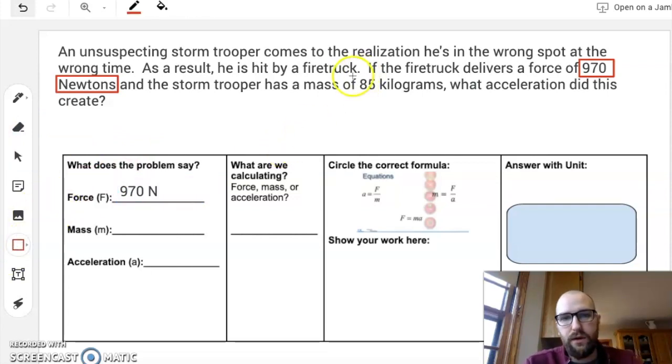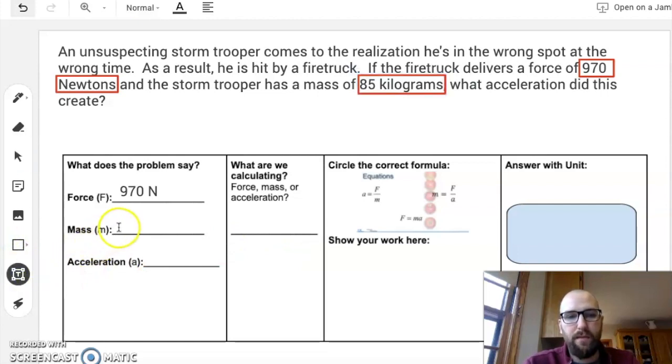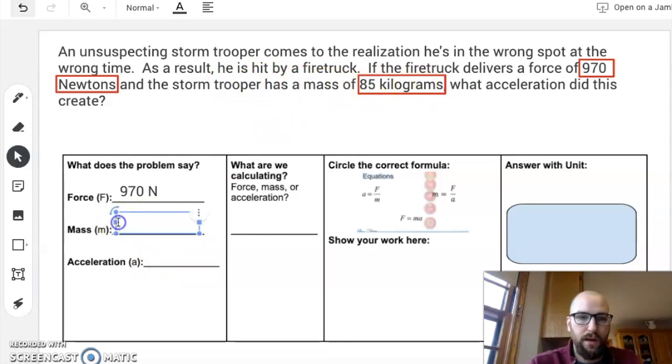Next thing we're going to do is put a box around the next piece of important information, 85 kilograms. Is 85 kilograms my mass or my acceleration? Well, look at the question. It says mass of blank. So guess what? It's our mass, 85 kg for kilograms. Another way of writing kilograms.